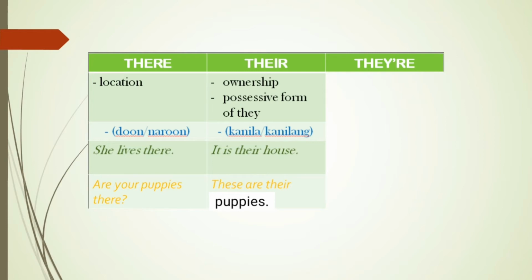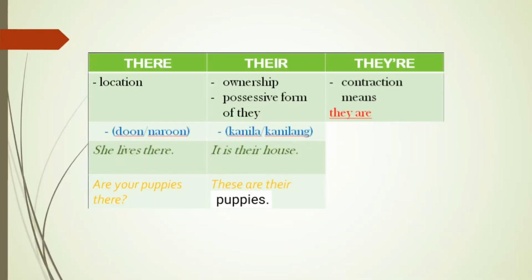Next, we have the last, they're, T-H-E-Y apostrophe R-E. It is the contraction of they are. When we say contraction, not construction, it is contraction. It means to shorten a word. So, in contraction, we are going to omit or remove a letter, then we're going to change it to an apostrophe. Like in they're, we're going to change A to an apostrophe, and it will become one word. In Filipino, it means sila ay. Two words po yan, sila ay.